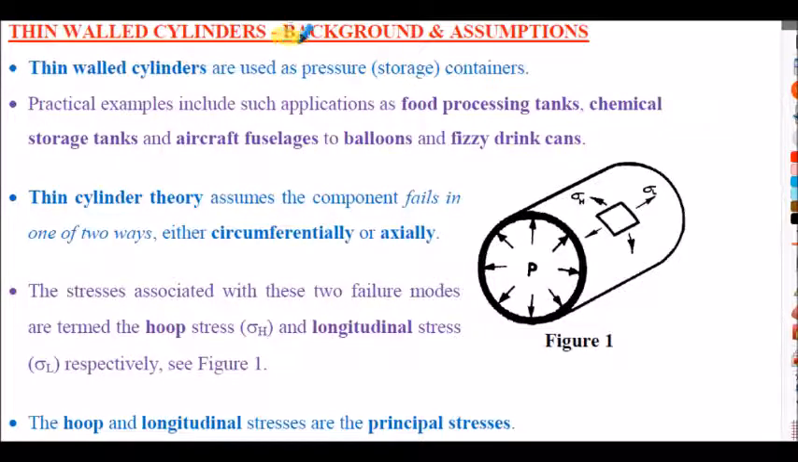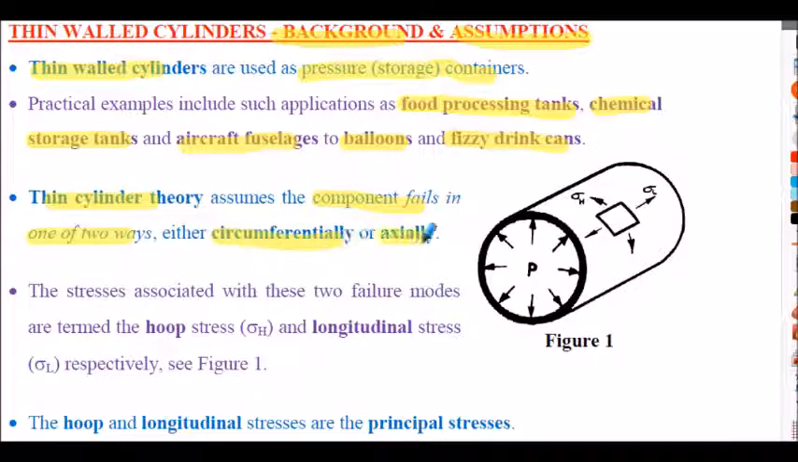This is thin wall cylinders, background and assumptions that we're considering here. So thin wall cylinders are used for pressure storage. Practical examples already mentioned are in the food processing industry, chemical storage tanks, aircraft fuselages, balloons, fizzy drink containers. Thin cylinder theory assumes that the component fails in one of two ways. It can fail circumferentially or it can fail axially.